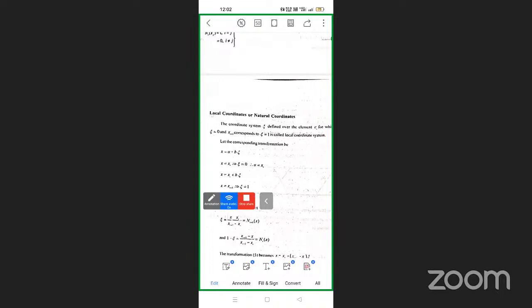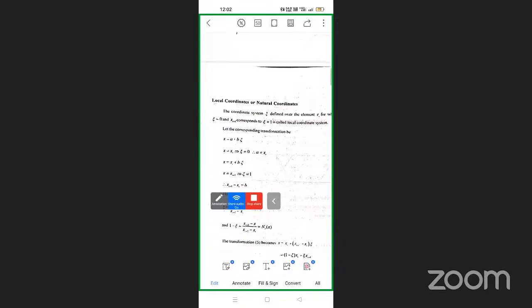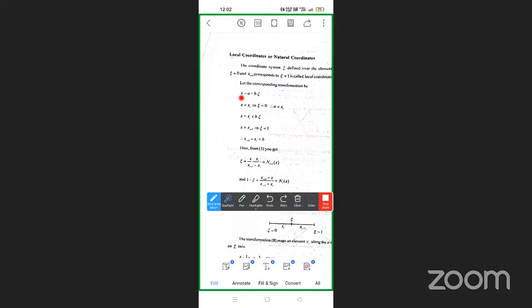Let the corresponding transformation be, mathematically, x = a + b into xi. So for the local coordinates, x equals xi implies xi equals 0. Therefore a is equal to x_i. Finally, we can write x = x_i + b into xi. So that is x equals x_{i+1}, which implies xi equals 1, as given in the definition.